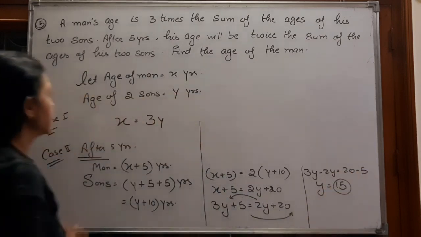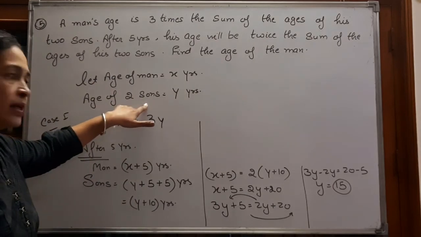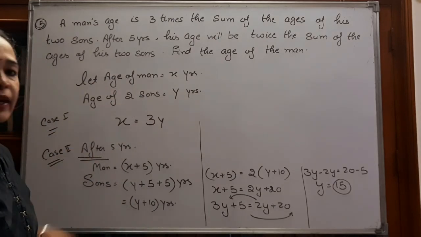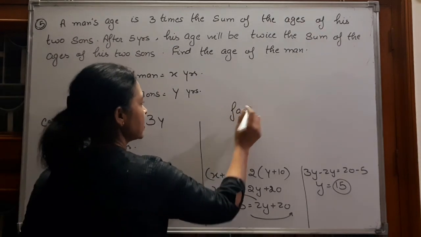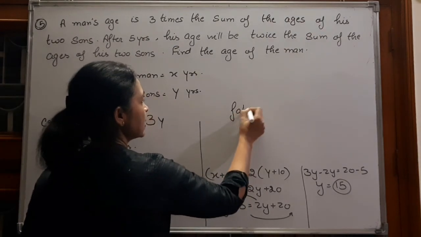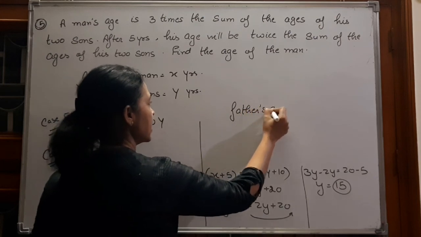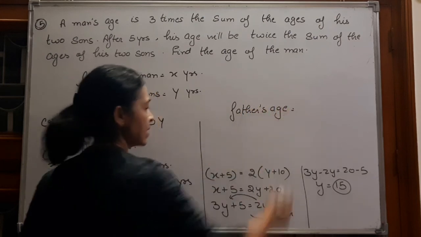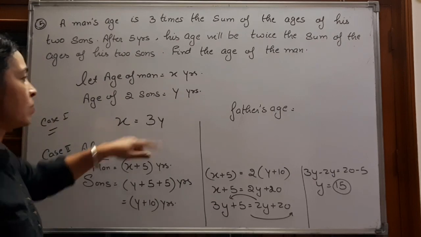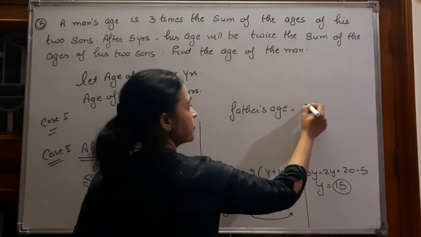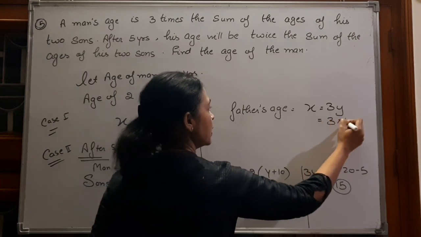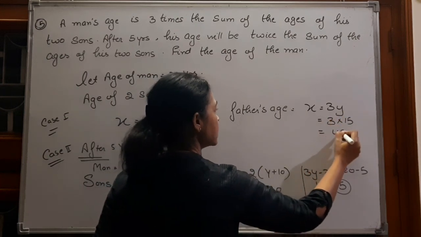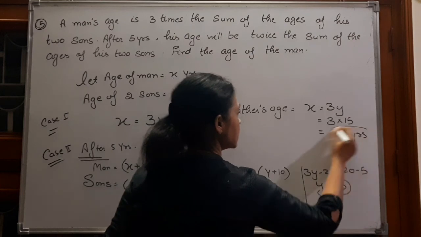That is, the sum of the ages of the two sons is 15 years. What is the age of the father? Father's age, the value of x, is x equals 3y, which is 3 into 15. The age of the father is 45 years.